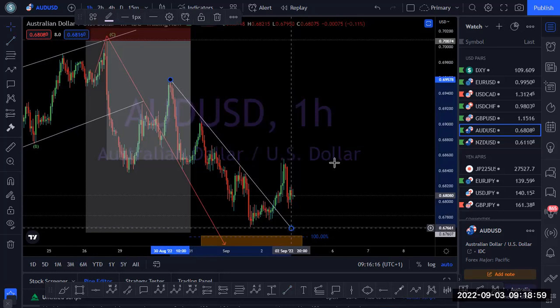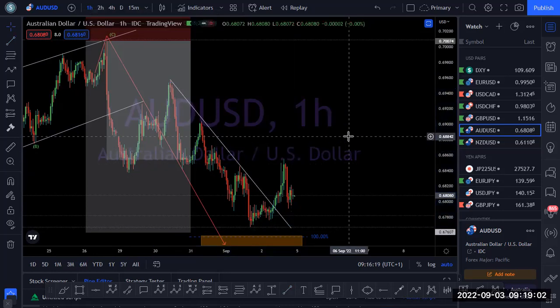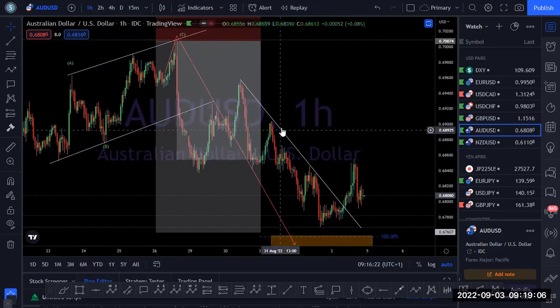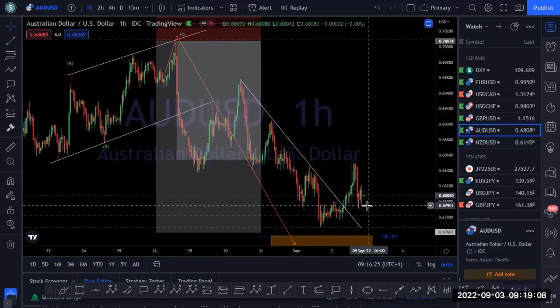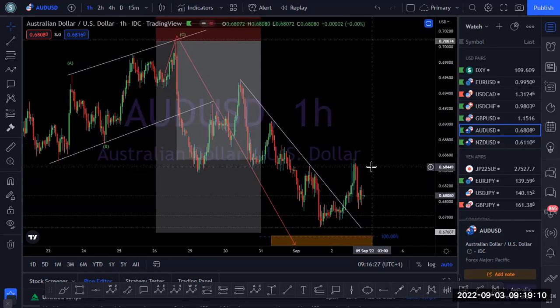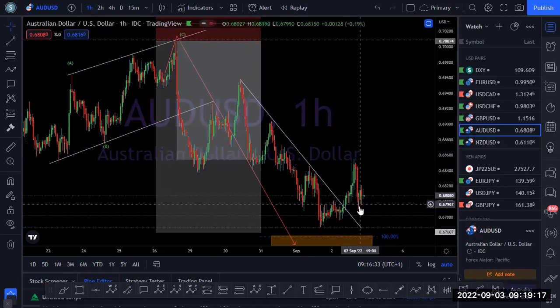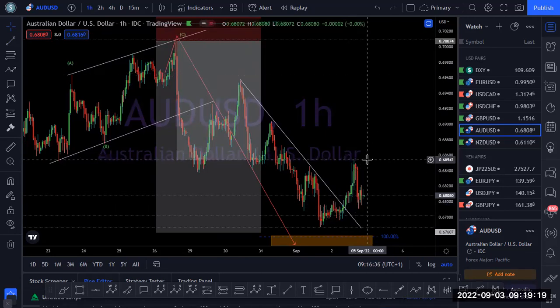Whenever a channel is broken, look for a pattern. The break of the channel is another sign that AUDUSD is no longer going down. So I am waiting for a good pattern for it to go long. I'm not going long yet. I want to see something that will convince me that we are not going lower again.